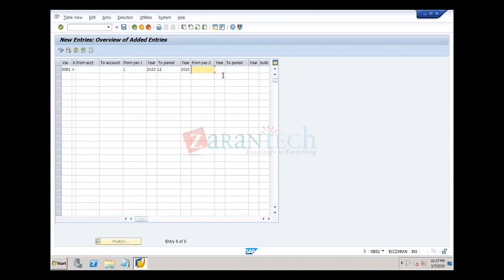Now, from period to period means what? Those are the special periods. How many maximum special periods? We took four in number: 13, 14, 15, 16.